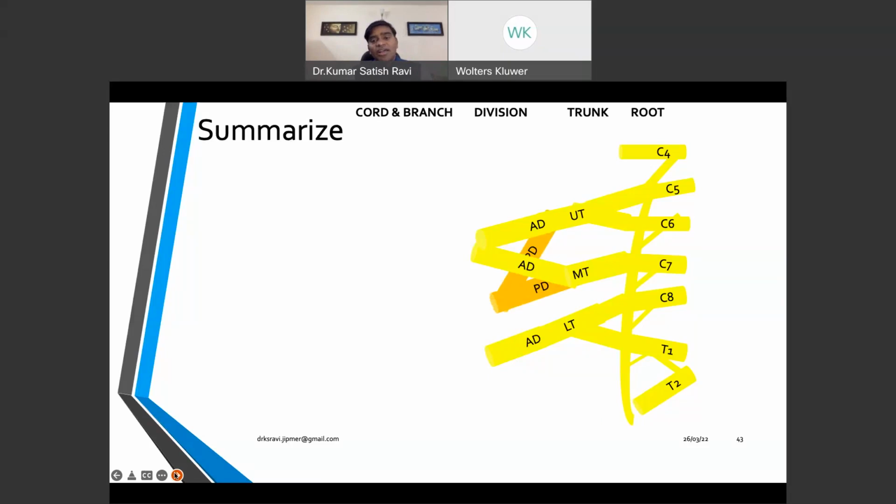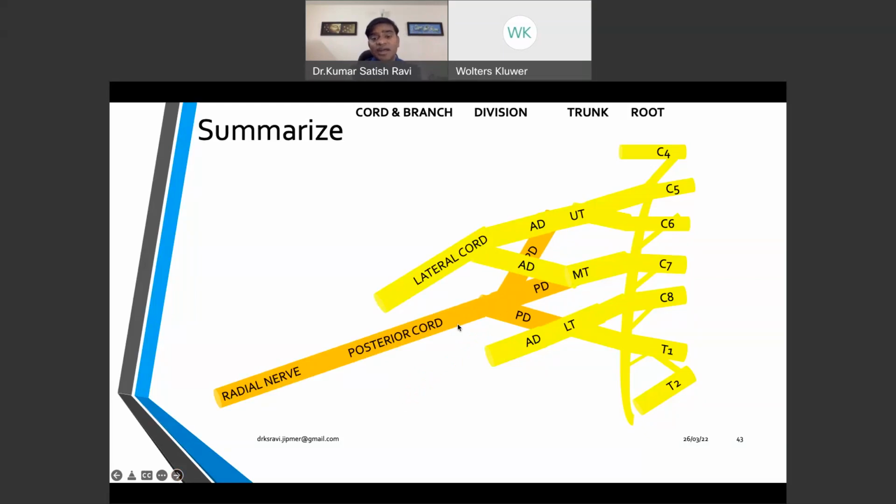The lateral cord is formed by the anterior division of the upper trunk and the anterior division of the middle trunk. So you can see over here the lateral cord. Similarly, the posterior cord is formed by the posterior division of the upper trunk, the posterior division of the middle trunk, and the posterior division of the lower trunk. You can see this posterior cord, which will continue as the radial nerve.